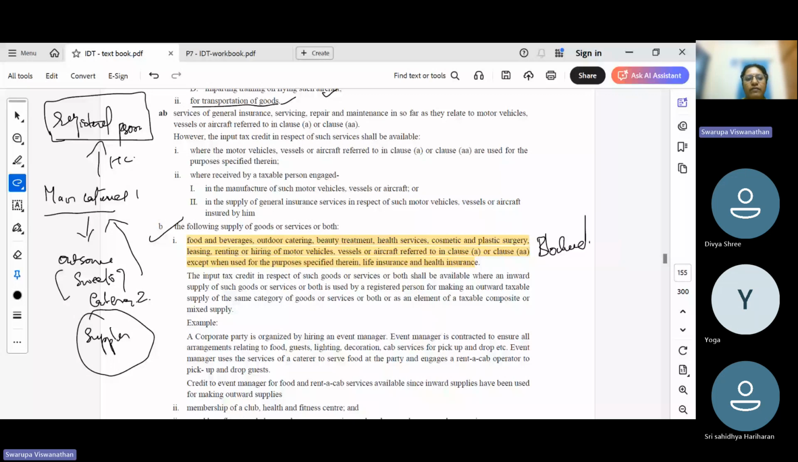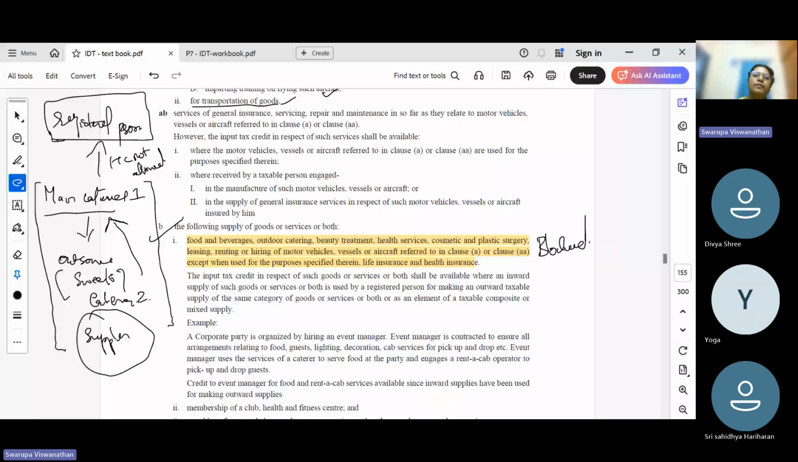Okay, a company is having an annual employee meet. So for the annual employee meet, food and beverages are being provided. So caterer 1 is being appointed. Caterer 1 has outsourced sweets to caterer 2. So caterer 2 provides sweets to caterer 1 with an invoice. On the invoice, ITC can be availed by caterer 1 because they both are in the same line of business.